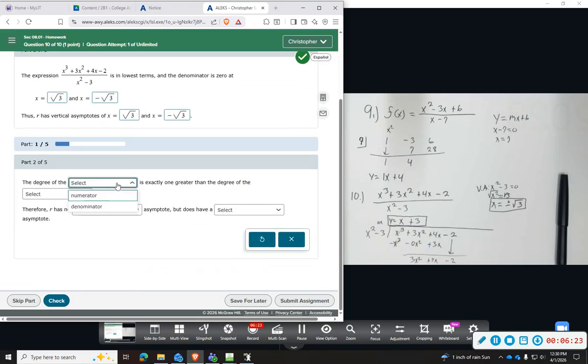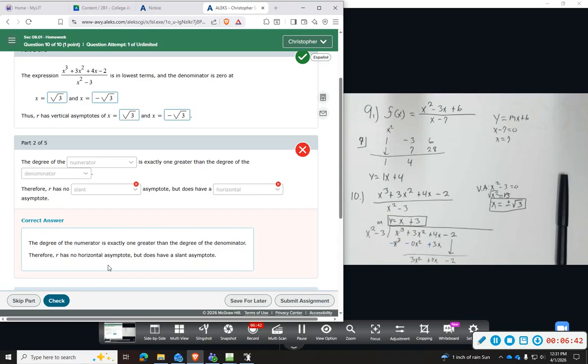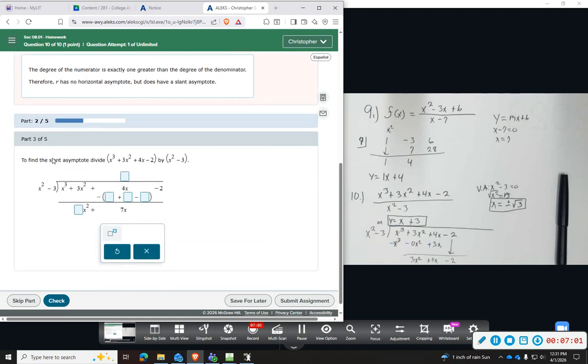The degree of the numerator is exactly 1 greater than the degree on the denominator. Therefore, we have a slant asymptote, but does not have a horizontal asymptote. So let me see what I don't like. The degree of the numerator is exactly 1 greater than the denominator. Therefore, I'm sorry, I didn't read. Therefore, R has no horizontal, but does have a slant. So I have those backwards. Okay. Sorry, I did not read that carefully.